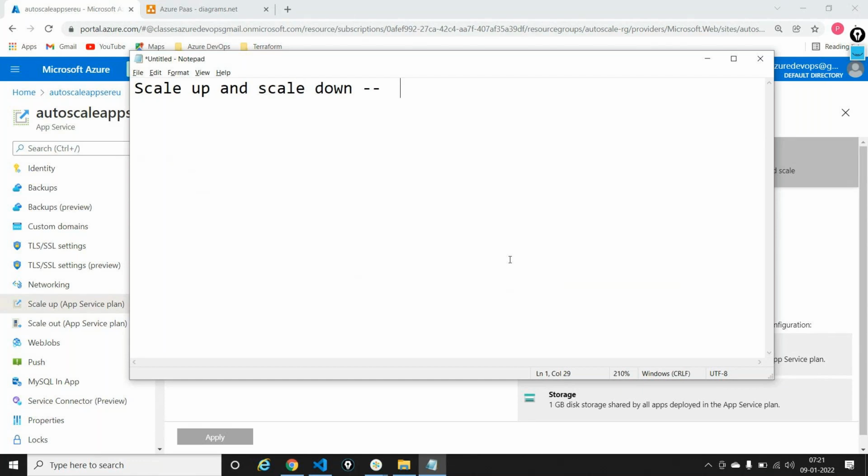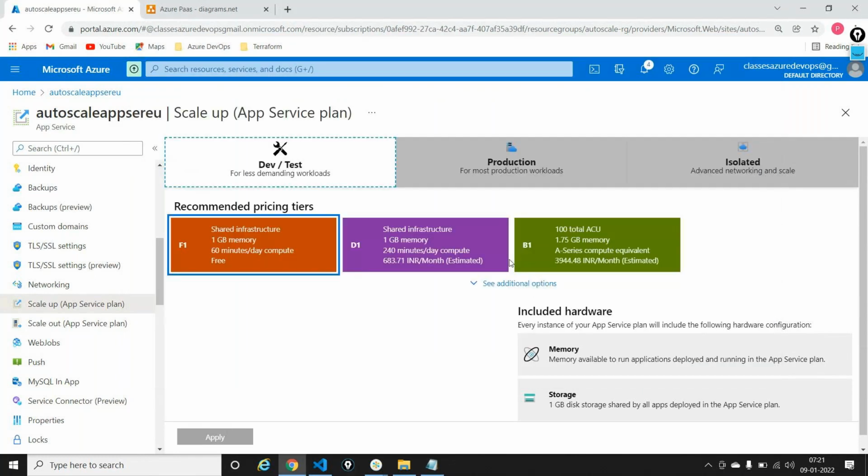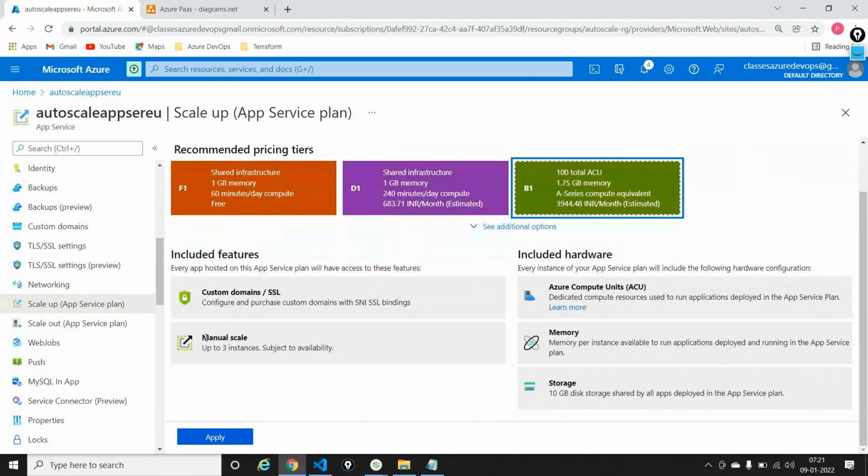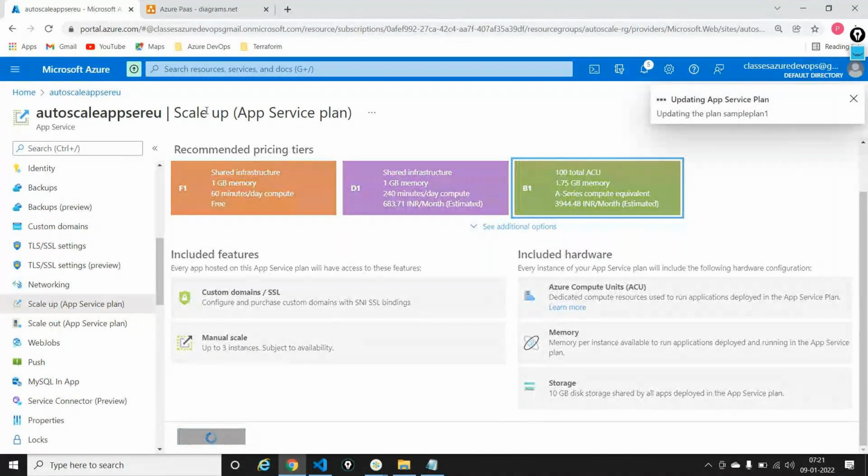So scale up and down is related to the plan. If you change your plan, it means a scale up action. That's what I'm doing right now. I'm trying to check for a plan which supports scaling. And it says B1, yes, I can manually scale you up to 3 instances subject to availability. So I'll take a plan called B1 because this supports the scaling condition. Let's see what we get here.